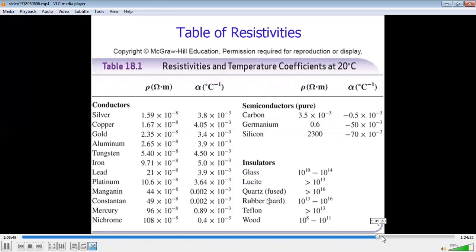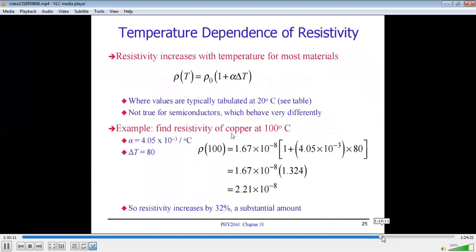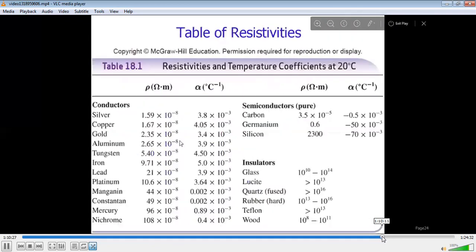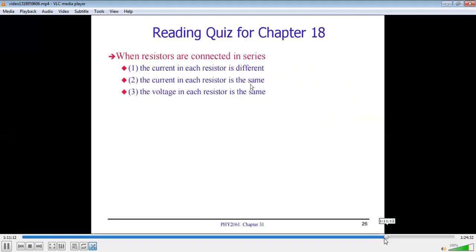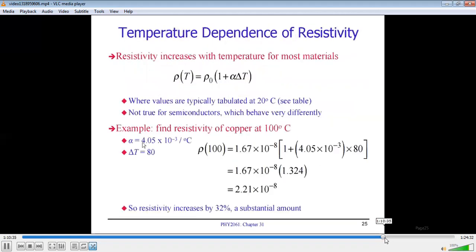For the temperature dependence of resistivity, we have to use this formula: rho T equals rho naught times (1 plus alpha delta T), where values are typically tabulated at 20 degrees centigrade. In our previous slide, all values are at 20 degrees centigrade. This is not true for semiconductors, which behave very differently. So using this table, we can calculate that at 80 degrees centigrade, resistivity will be 2.21 times 10 to the power minus 8. So resistivity increases by 32%, a substantial amount.